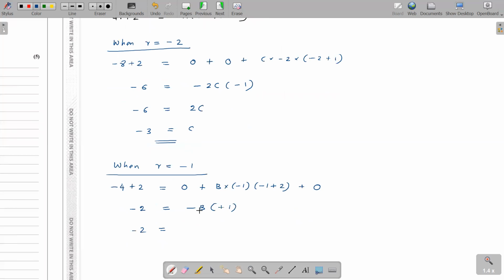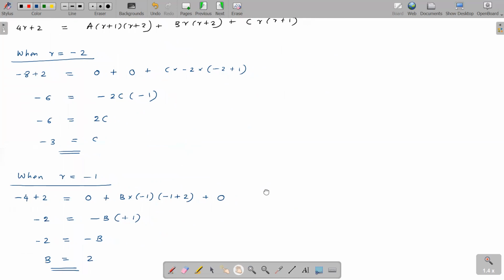So minus 2 equals minus b into plus 1, which is minus b, which gives me b equals plus 2. Do you agree? b equals 2. Okay, so let's go for the next advantageous r value. What's the next good r value we can go for?